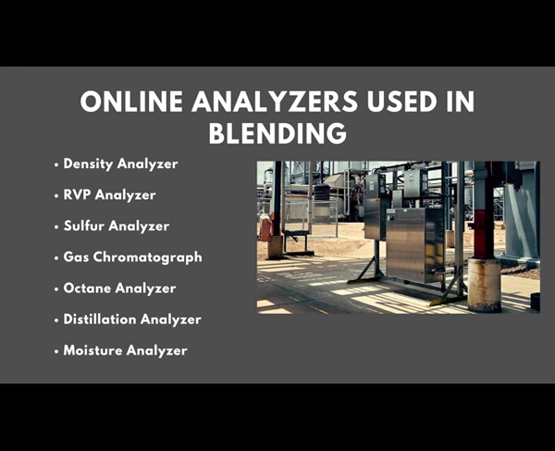Because of these reasons, to avoid surprises, a lot of online analyzers are put in use in the refinery. These online analyzers measure different kinds of parameters, and the different kinds of analyzers used in blending are density analyzer, RVP analyzer, sulfur analyzer, gas chromatograph, octane analyzer, distillation analyzer, or moisture analyzer. So you get instant readings in real time, so that last minute surprises are avoided.